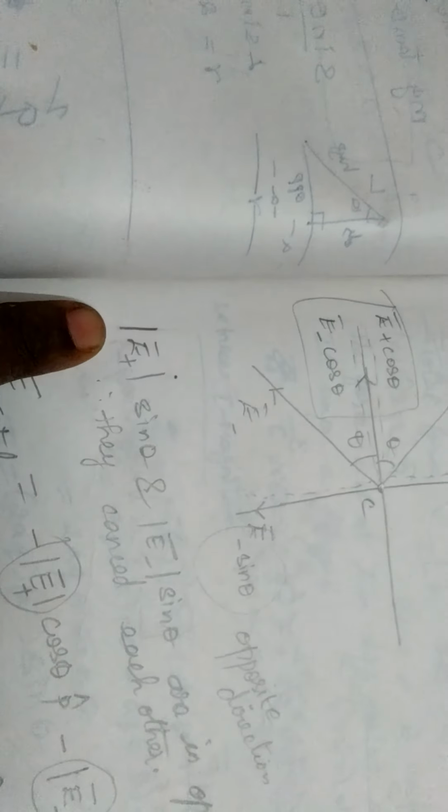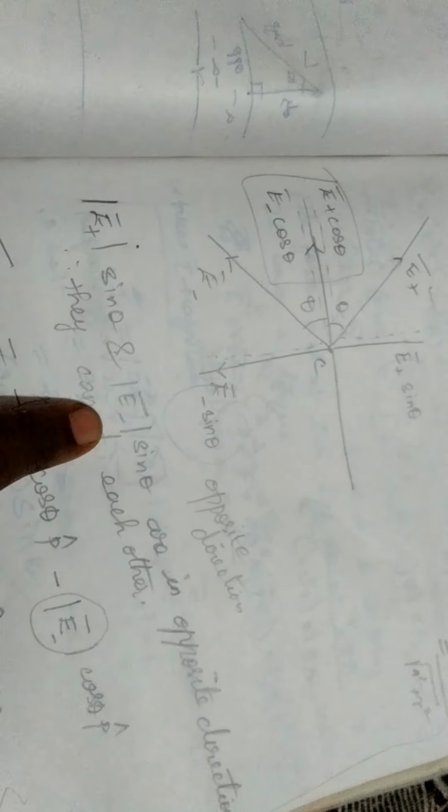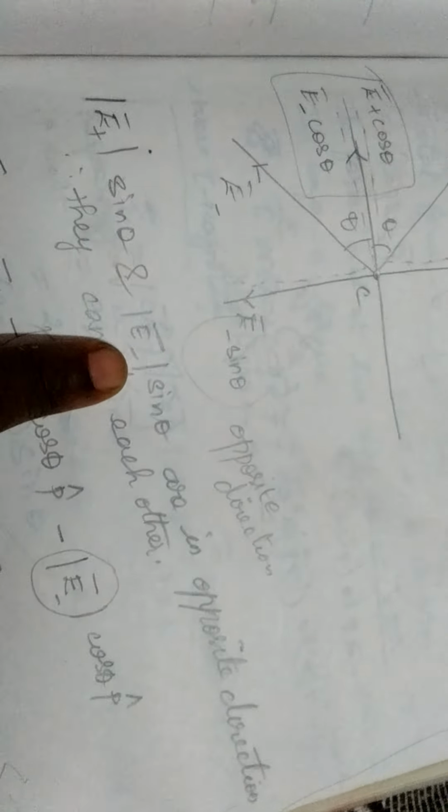Now you see the magnitude of the E vector with positive sin theta and the magnitude of the E vector with negative sin theta are in opposite directions. Therefore they cancel each other. Since they are in opposite directions, we cancel them.